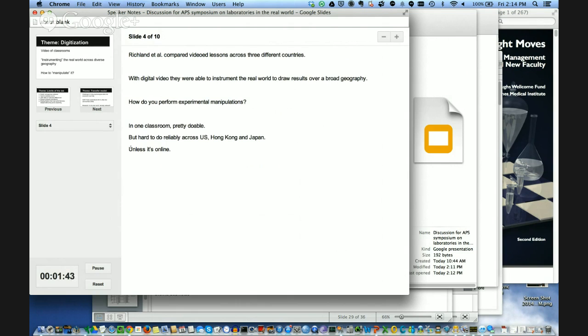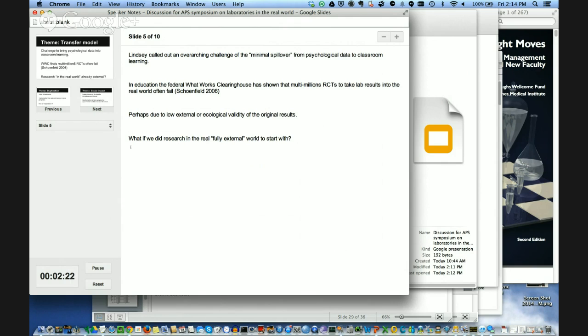And another theme was around opportunities to digitize the real world. So let the real world continue being the real world and put instruments in it, like video cameras, that you can then take into the lab to do more detailed sorts of analyses. This also allows you to do it across diverse geography, with the video footage from the different classrooms in the US, Hong Kong, and Japan. But how do you manipulate those environments? And so that's one of the advantages of the online setting.